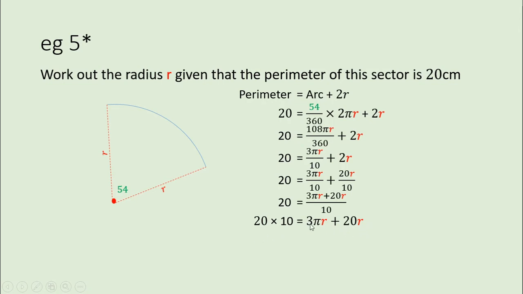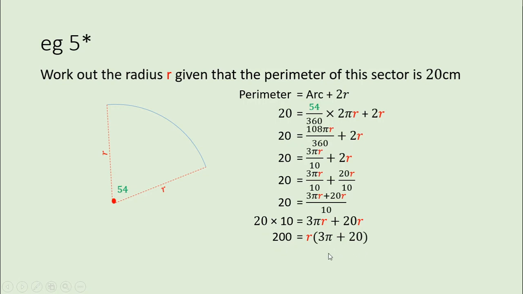This here, however, I need to somehow get my r's together. Notice that this is some number of r and that's some number of r. Together, these are two terms that are being multiplied by r. So I can factor the r out. That is, I can divide both of those terms by r and put the r outside a bracket. You see how this is the same as the step above? If I were to multiply this through, this would be 3 pi r plus 20r. So it's the same as what I have here. There, I've just multiplied my 20 by my 10, so that's 200.